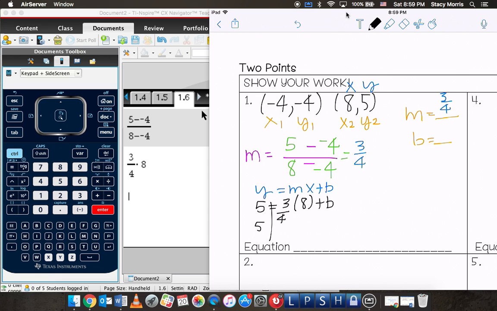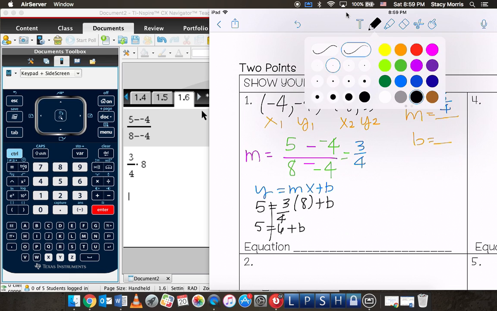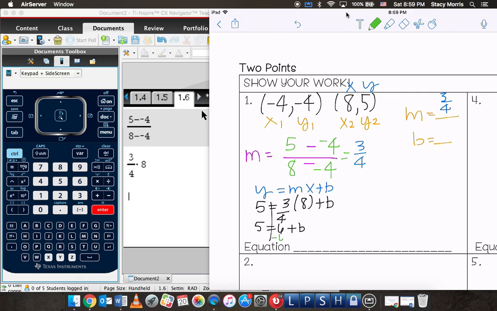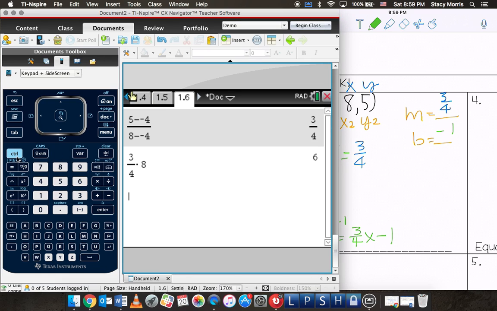So 5 equals 6 plus b. Last step, get your 6 to the other side so you can get b by itself. So we would subtract 6, subtract 6. So b is going to equal -1. So b is -1. So our equation is going to be y equals 3/4 x minus 1. 3/4 x minus 1.